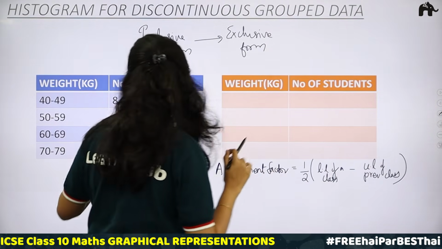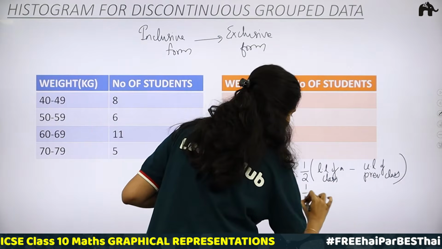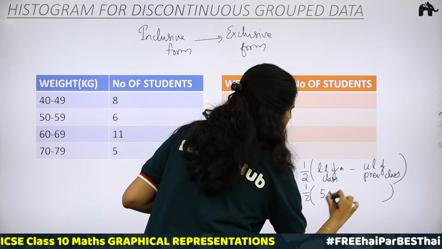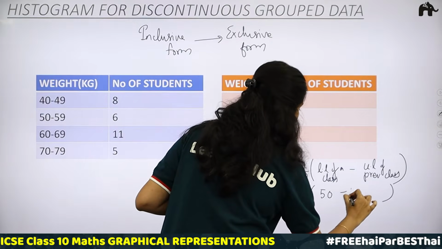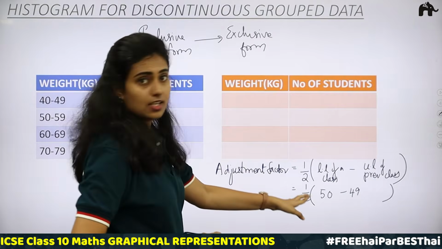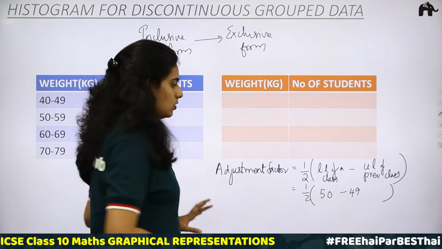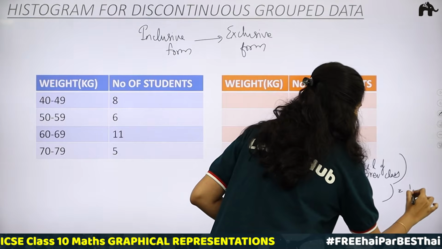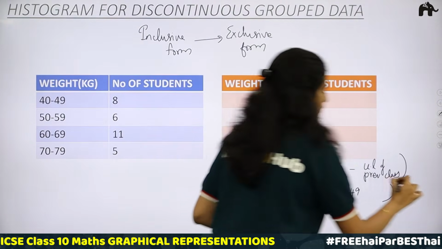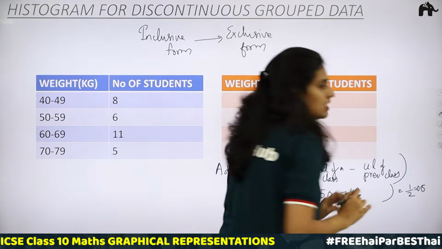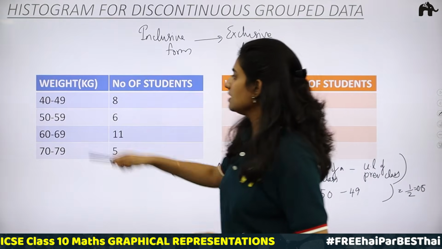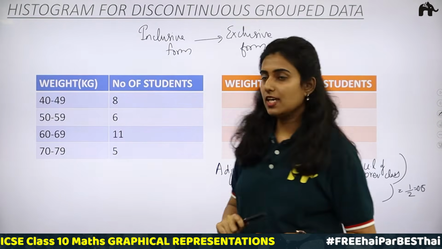So with this example, we will be having half, lower limit of the second class is 50, upper limit of the first class is 49. So 50 minus 49 into 1 by 2, half of it. 50 minus 49 is 1. 1 divided by 2, which is equal to 0.5. So you will have to subtract 0.5 from every lower limit and add 0.5 to all the upper limits.